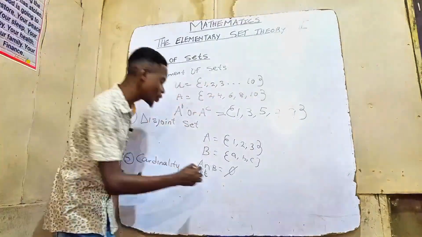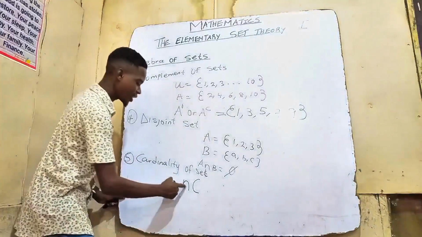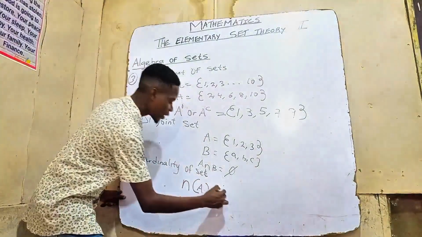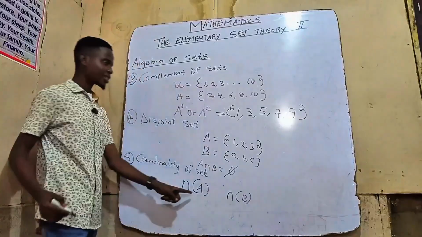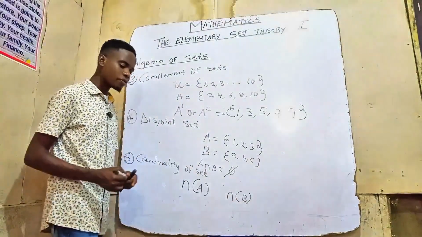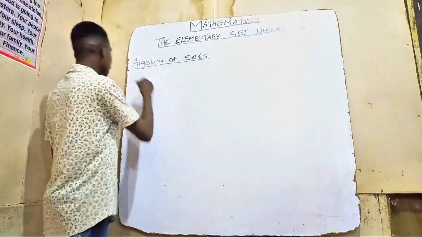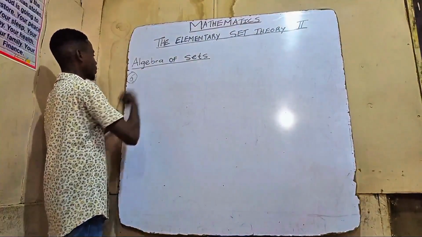And cardinality is denoted as this. If it is set A, and you want to write the cardinality of A, you represent it like this. If it is set B, and you want to represent the cardinality of set B, you represent it like this. So this is the cardinality of set A, and this is the cardinality of set B. Finally, under the algebra of sets, we'll be considering power set. I think this is the sixth one. Power set.